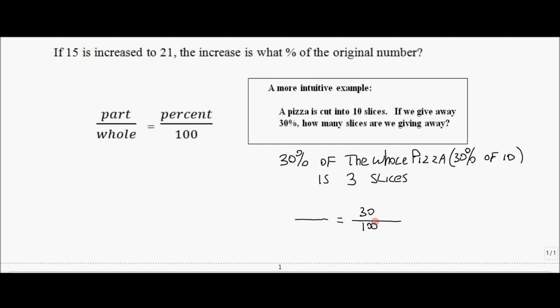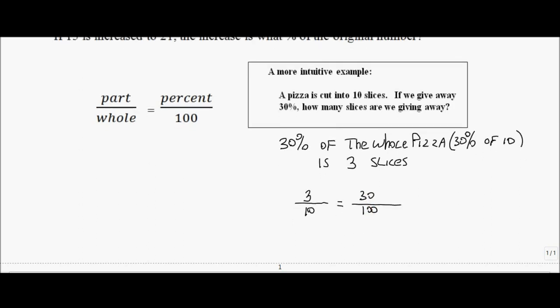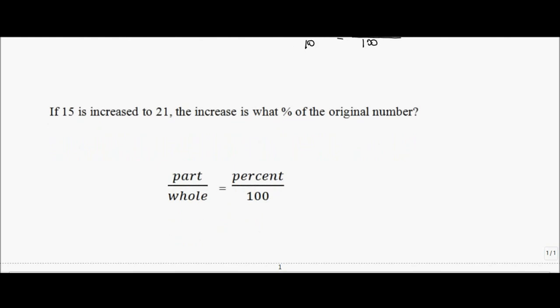And we always take a percent of the whole, 30% of the whole pizza. So whatever comes after the word "of" is usually the whole. So we know the whole is 10. And the part of the whole that we're giving away is 3. So 3 slices out of 10 is the same as 30% of 100% of the pizza, or 30% of the whole. All right, I don't know if that helped or not, but let's take a look at this problem with that in mind.